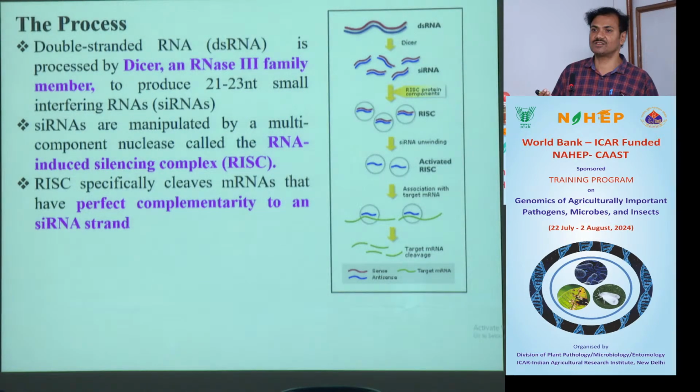So the principle, I hope you all know by this time. Whenever you insert a double-stranded RNA, either naturally by virus infection, or artificially by making a construct, this double-stranded RNA will be digested by the dicer enzyme into small nucleotide fragments, and then they will form a complex with a special type of protein, the argonaute protein, to form the RISC complex, and then they target the gene.